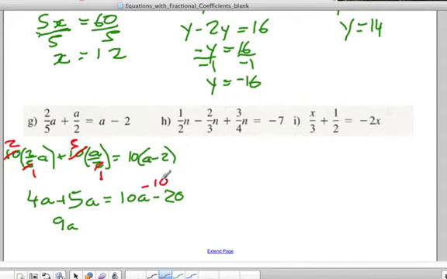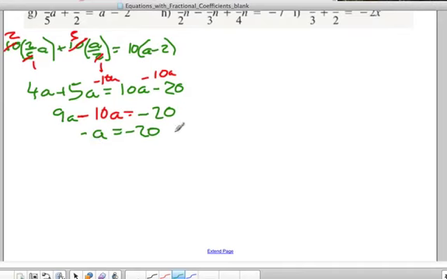So I'm going to subtract 10a from this side and 10a from this side. So this is minus 10a is equal to negative 20. So negative a is equal to negative 20. So that means that if we divide by negative 1 or multiply both sides by negative 1, we get a is equal to 20. And you can either show that step or not.